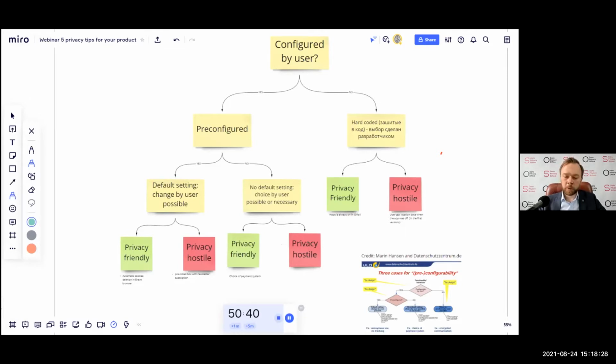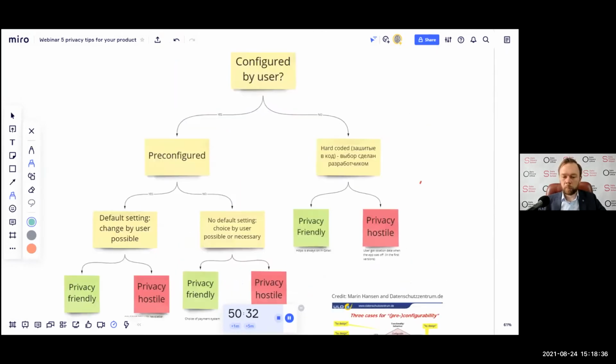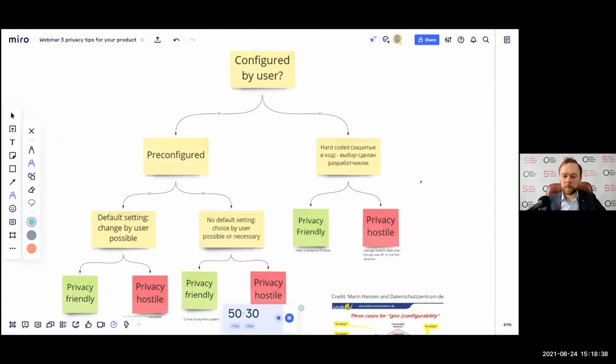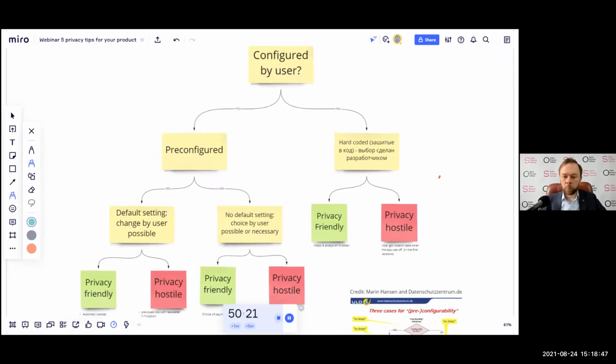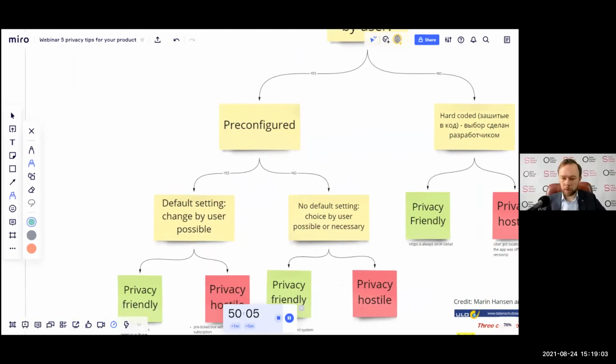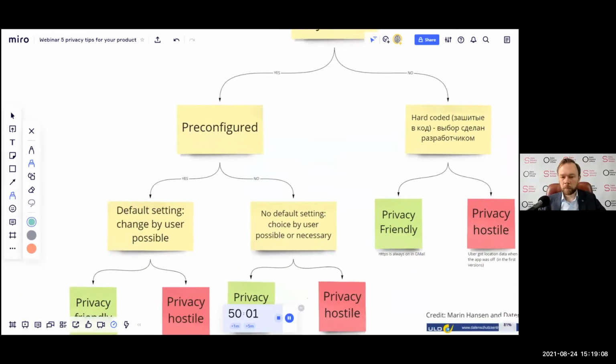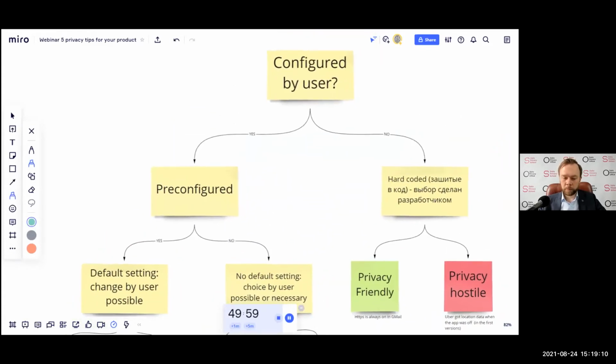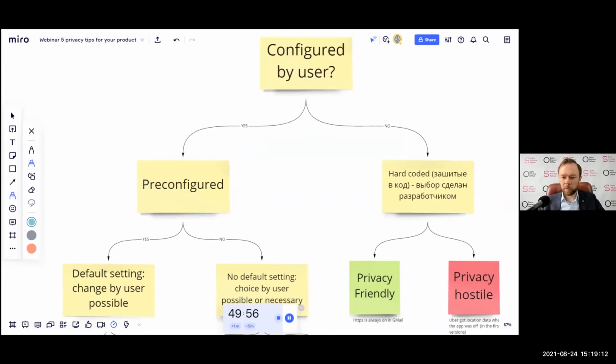All configurations in your system could be described by answering two questions: whether this configuration could be changed by a user, whether it's configured by a user, and, if it could be configured, whether you select a default set. Let's see this chart, see all the categories of the configurations. So there are two types of configurations.